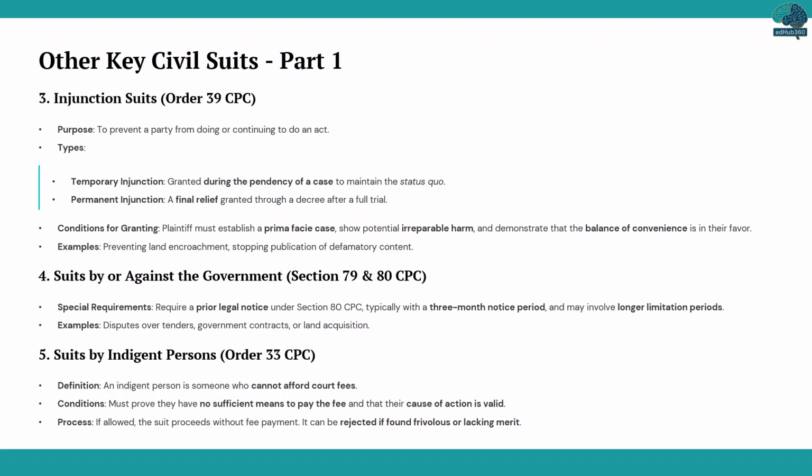Second, suits by or against the government, under Section 79 and 80 CPC. These have special requirements, like a prior legal notice, typically 3 months, and may involve longer limitation periods, as seen in disputes over government contracts.